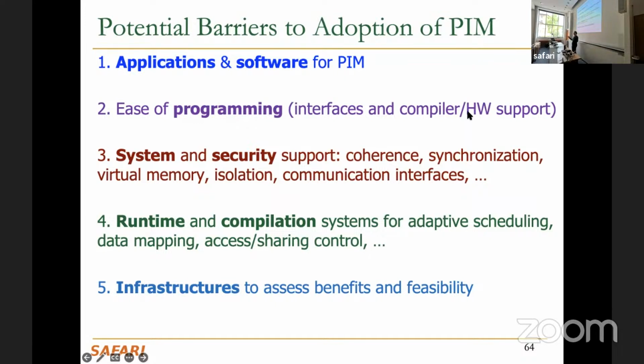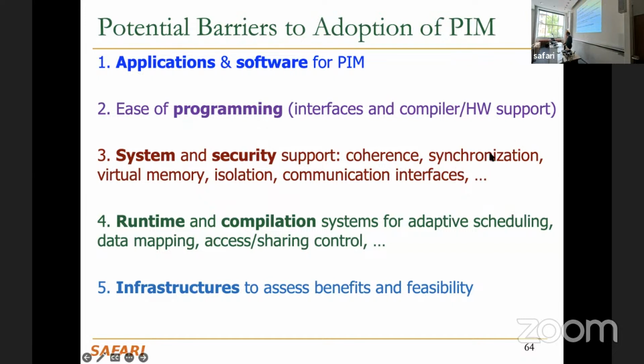These are very big questions, actually, right? We've been looking at a lot of applications. I'm going to show you more, but programming, we've been looking at programming also. System and security support. How do you handle coherence? If the processor and the memory, or compute-capable memory, are both modifying the same thing, how do you ensure that they don't get the wrong result, right?